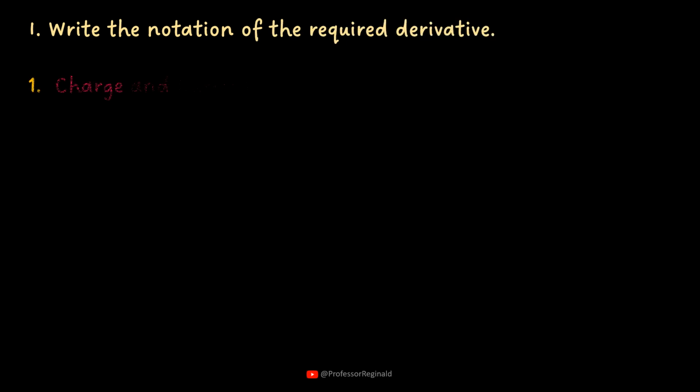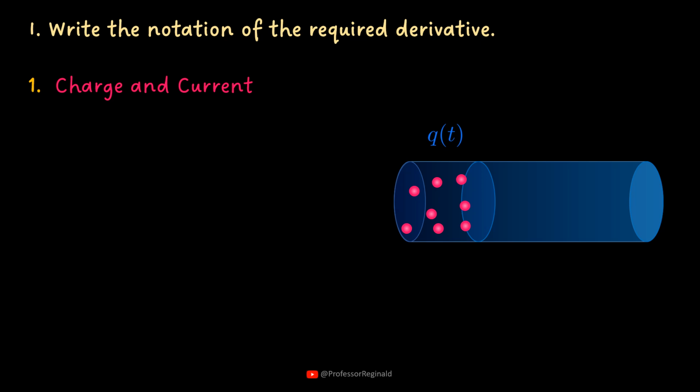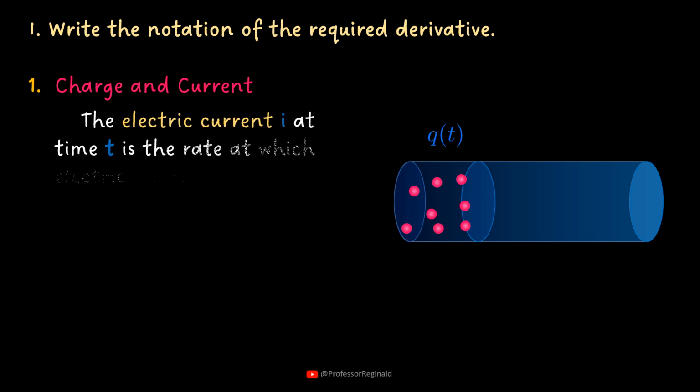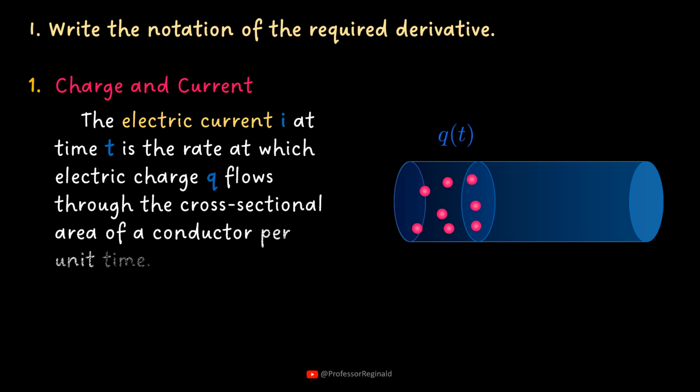Number 1. Charge and current. The electric current I at time t is the rate at which electric charge Q flows through the cross-sectional area of a conductor per unit time. Write I as a derivative.